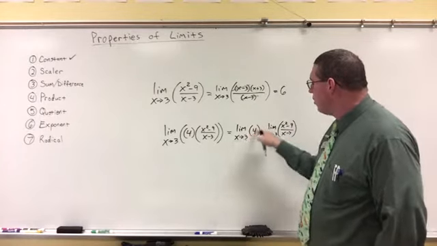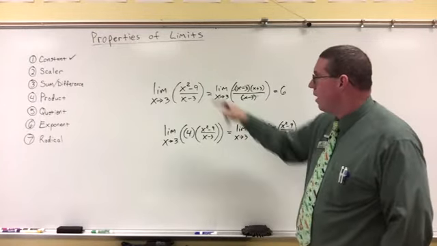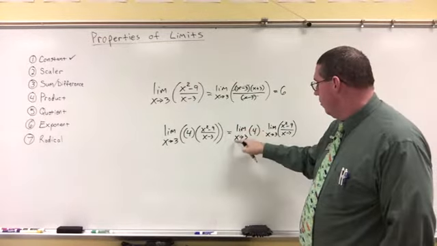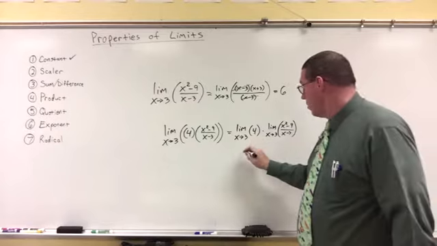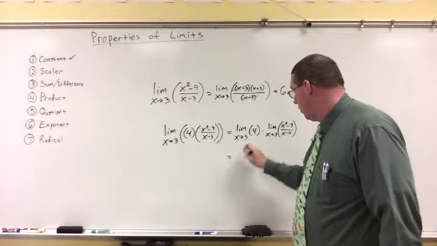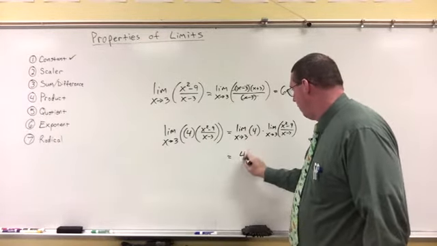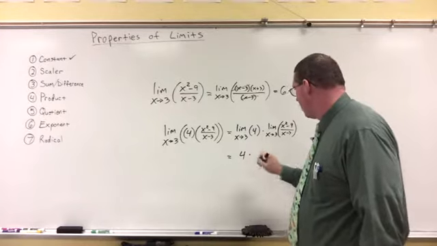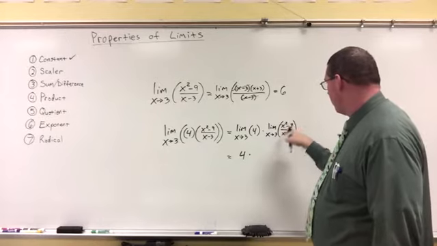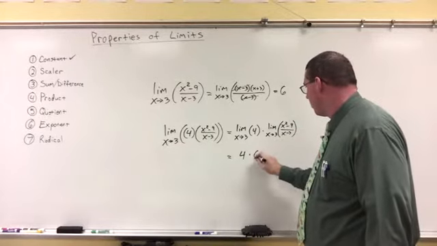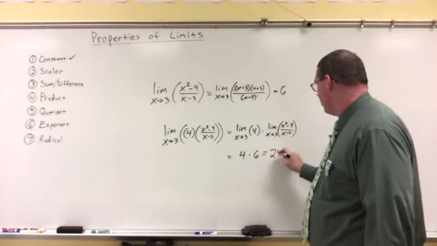Well, didn't we just do this problem a few minutes ago? That's a constant, isn't it? What is the limit as x approaches 3 of 4? It's 4, right? So this limit is going to equal 4 times this limit right here, which we already said is 6, because we factor this and cancel the x minus 3. So the answer to this is going to be 24.